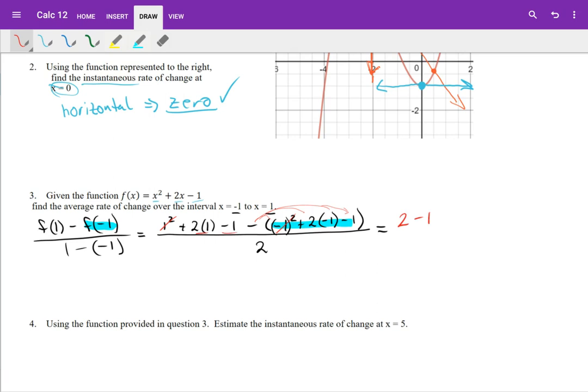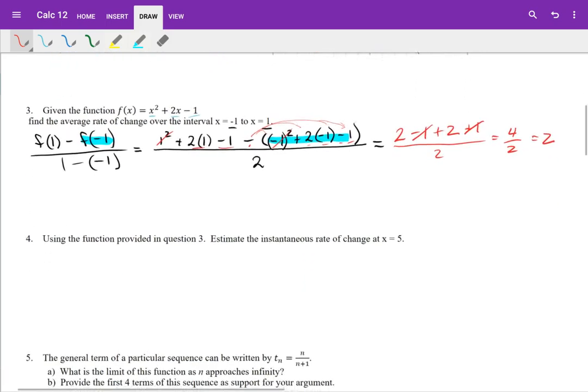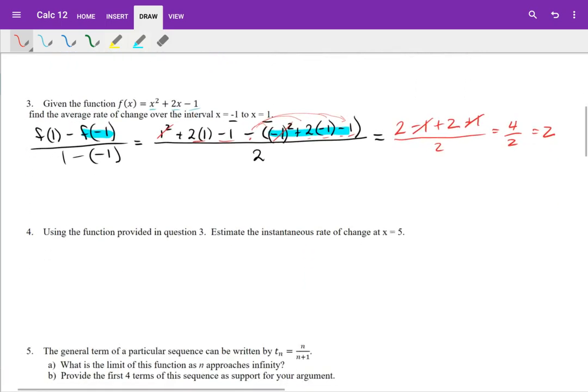And this is a negative 2, so a positive 2. This is a negative 1, and so that is a positive 1. Oh, sweet, cancels with that. And we've got a 2. It looks to be we have a 4 over 2 or 2. That would be your average rate of change.